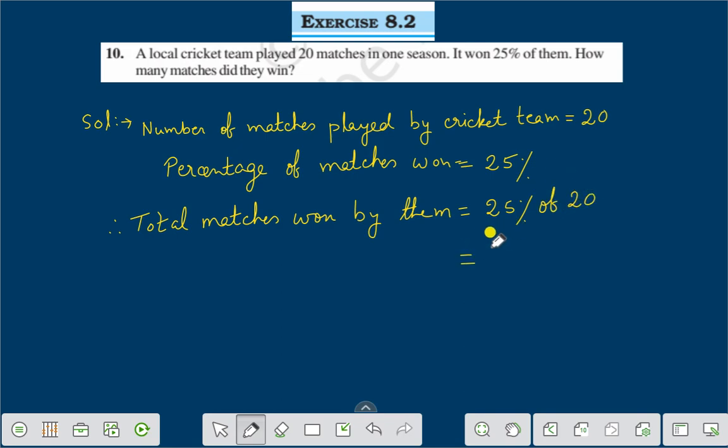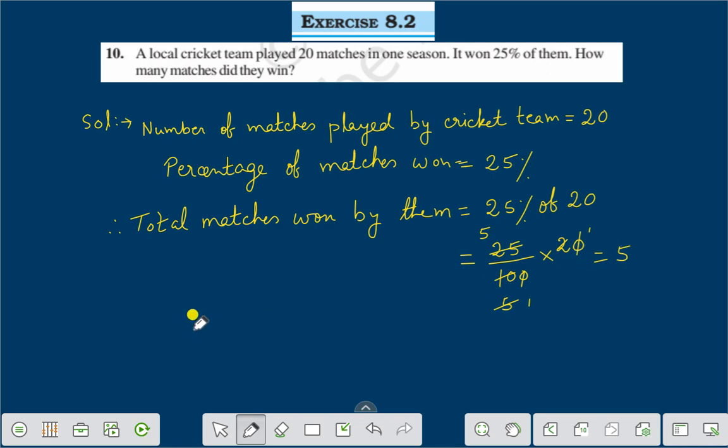25% is equal to 25 by 100. 25% of 20, that is 25 by 100, of means multiply into 20, right? Now this 0 will cut, 2 1 is 2, 2 5 is 10, and 5 1 is 5, 5 5 is 25, that is equal to 5.